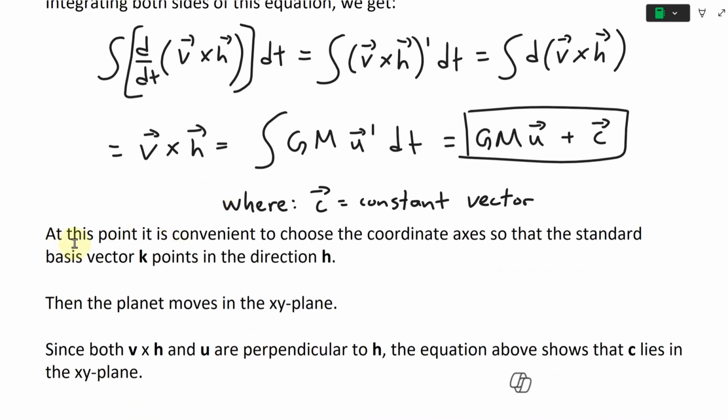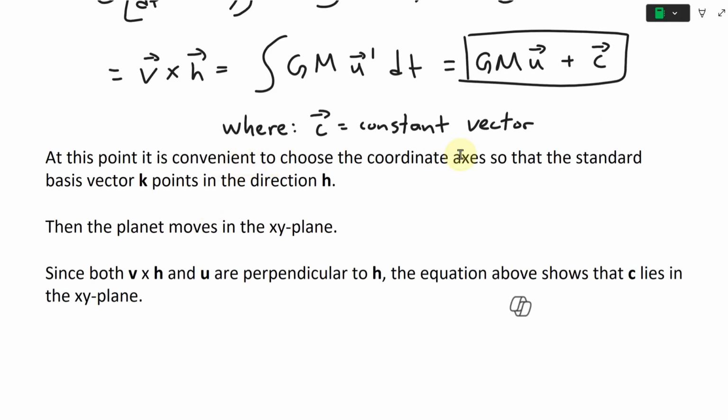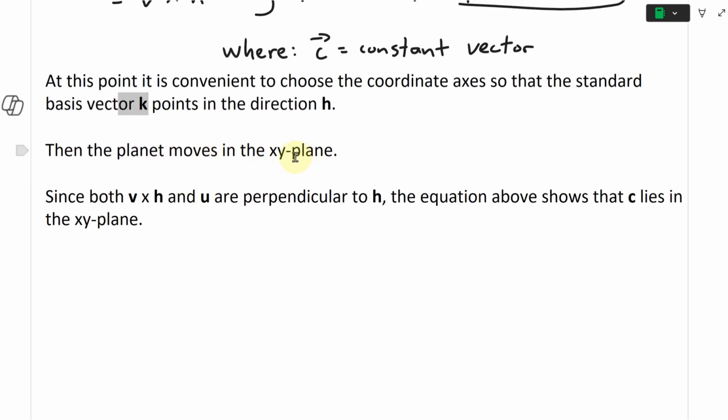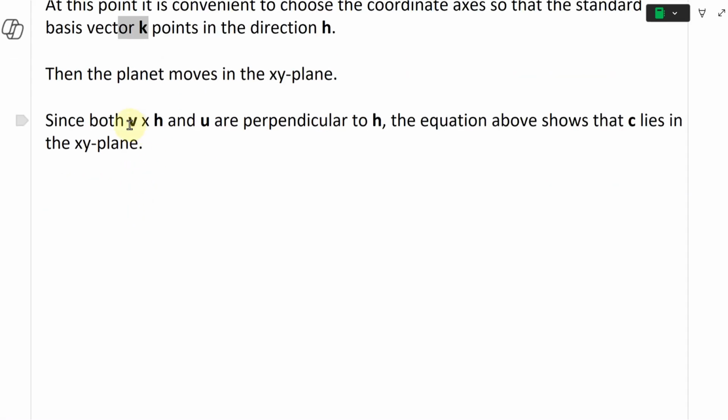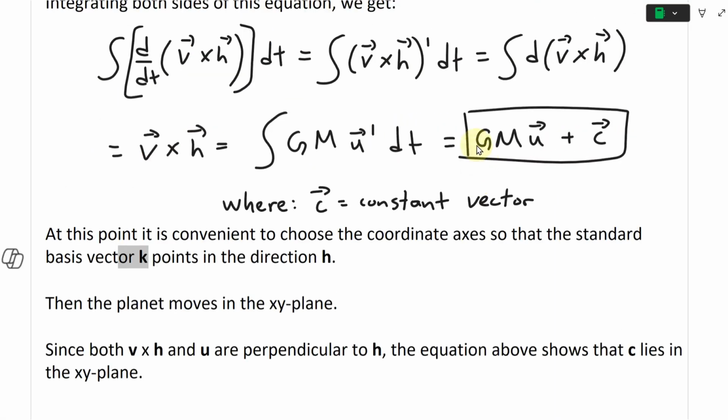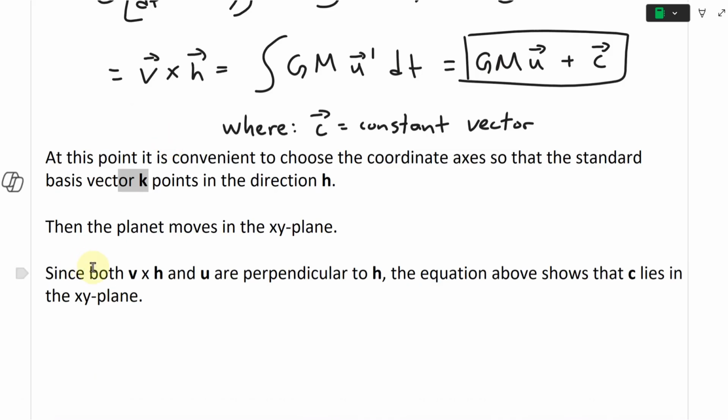Alright, going further, at this point it is convenient to choose the coordinate axes so that the standard basis vector k points in the direction of h. And remember, the standard basis vector k just points in the z direction. So then the planet moves in the xy plane, and since both v cross h and u are perpendicular to h, the equation above shows that c lies in the xy plane. Basically, this equation shows that because this one is perpendicular to h, this one has to be as well, because this whole thing is perpendicular to h. In other words, these are on the same plane, the xy plane.